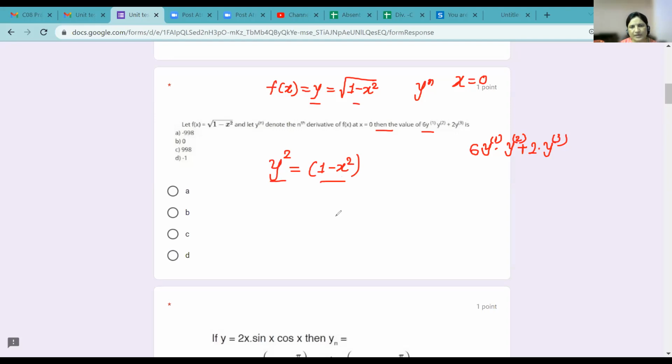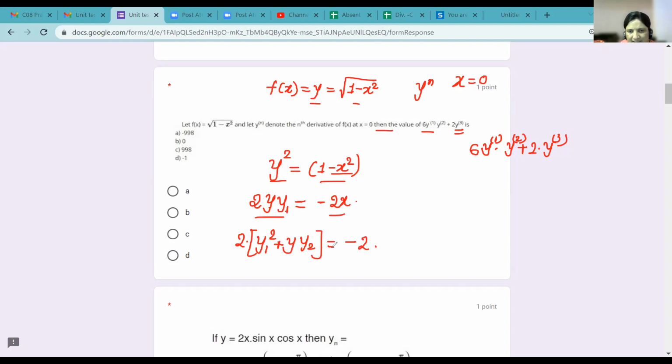Now first derivative, take out that first derivative. Tell me that first derivative. 2y y1 is equal to derivative of this term, minus 2x. Then again differentiate this term because we need here y3. Again taking the next derivative: 2 into y into y1, derivative of y into y1, y1 square plus y y2 is equal to minus 2.